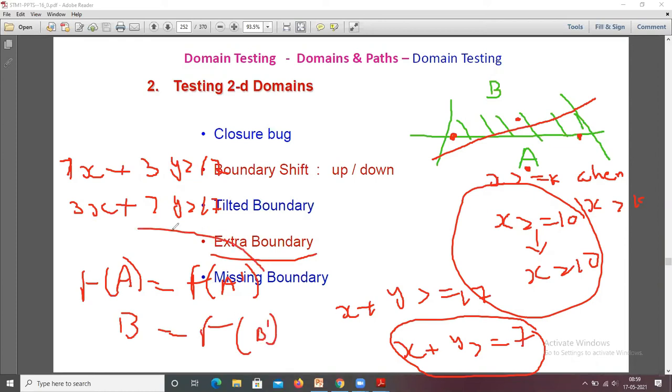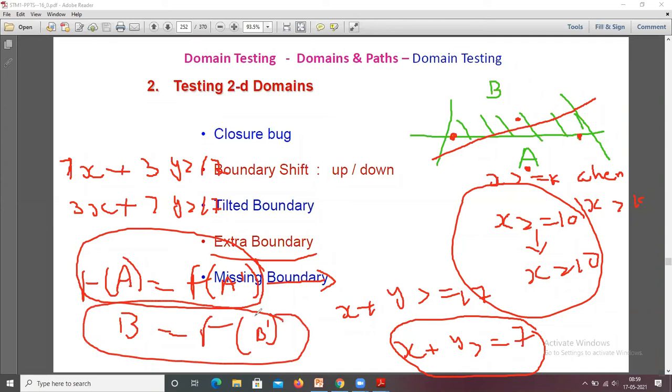Why? This is f of a equals f of a dash, and this is enough for your program. In the same program, you write the same functionality again, and that leads to an extra boundary. These two are the same, but here you are going to check for b also. Actually these two values are the same, but you are defining it one more time. So this is called an extra boundary.